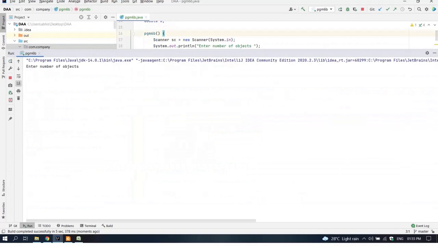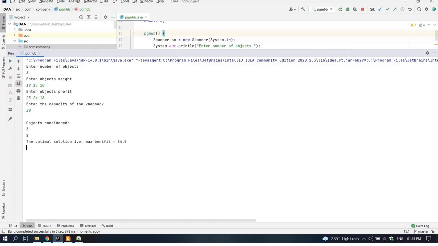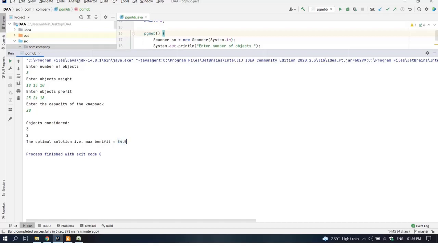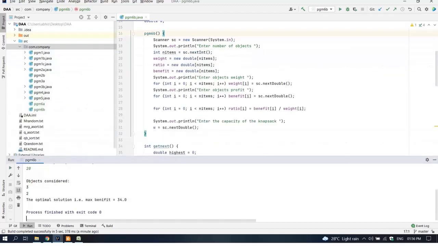So enter the number of objects. The objects considered are 3 and 2, and the max benefit is 34.0. I have checked it, and this is the correct answer. This was the greedy approach of fractional knapsack.